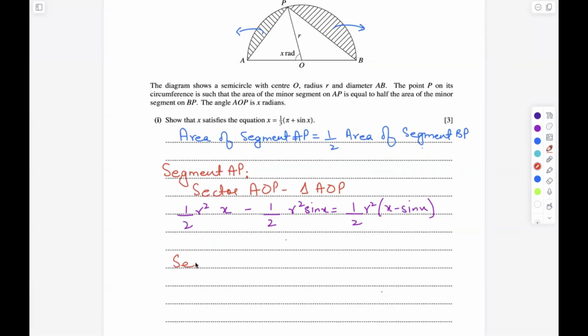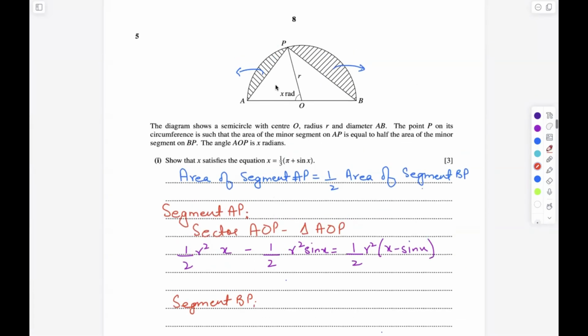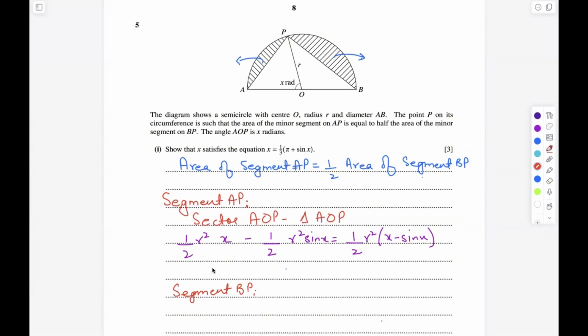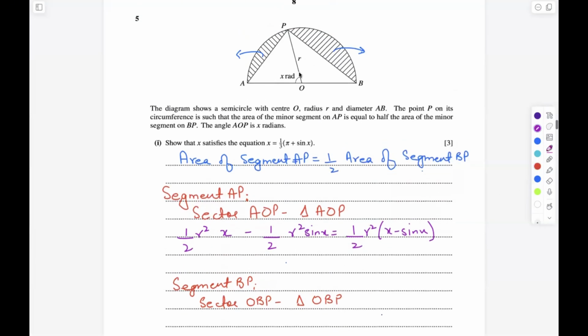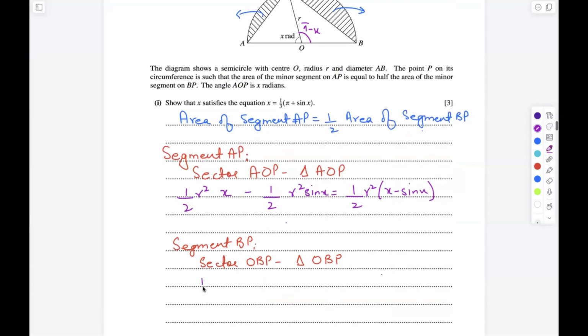Now finding the area of segment BP, we'll be finding it the same way as we did for the segment AP. So the area of segment BP is equal to the area of sector OBP minus the triangle OBP. Now in this case, as this angle is x, this angle will become pi minus x, as the angle on a straight line is 180 degrees, or in radians it is pi. So this will become 1 upon 2 r squared into pi minus x, and then we'll subtract the area of the triangle, which will be half into r squared into sine of pi minus x.